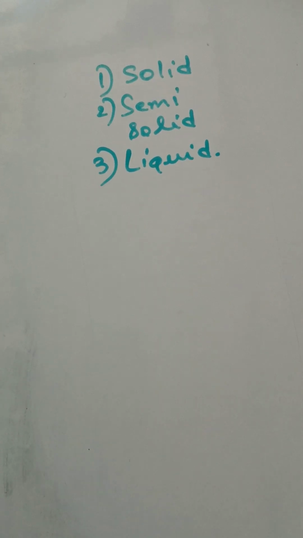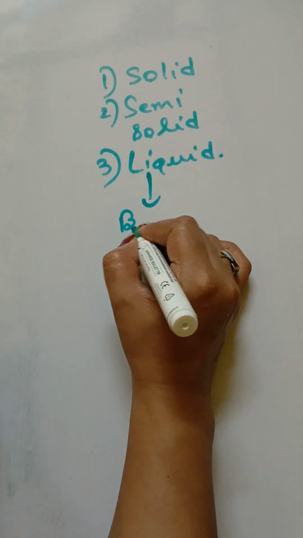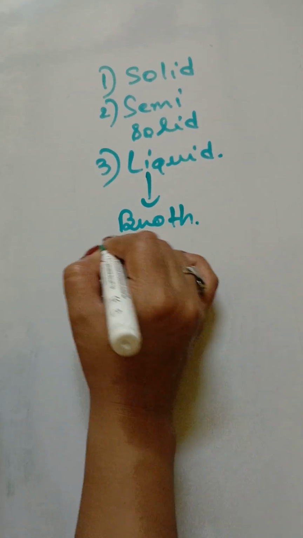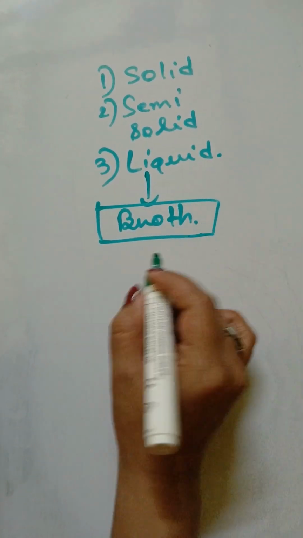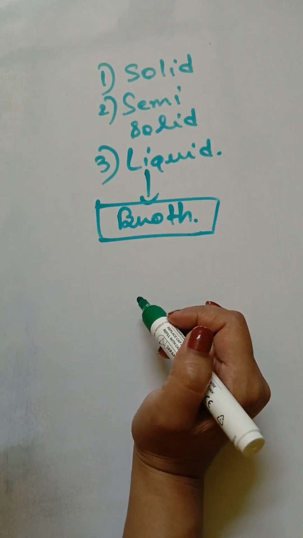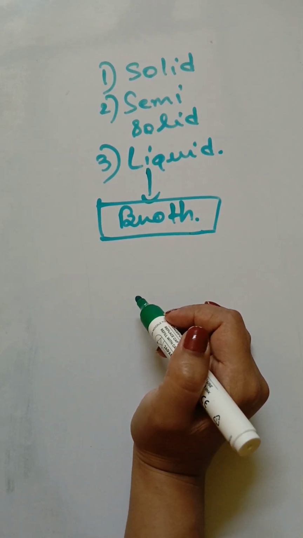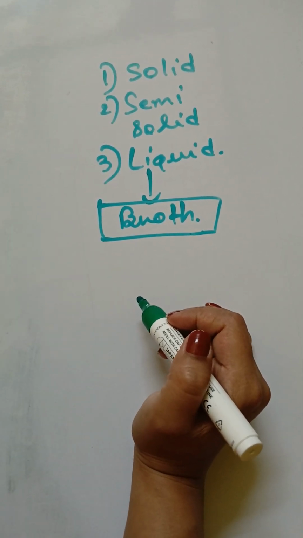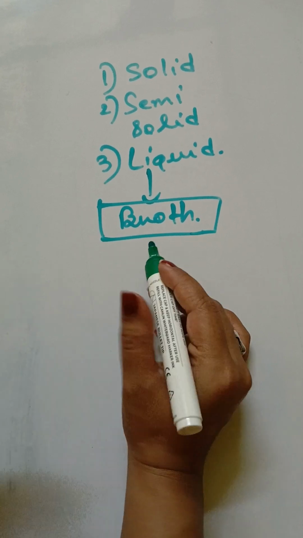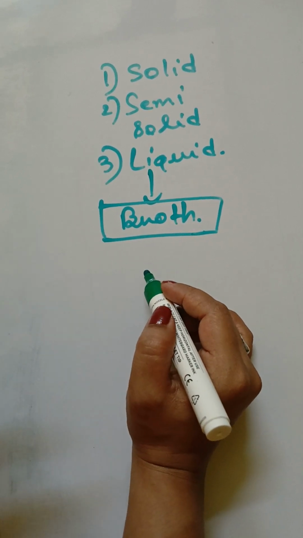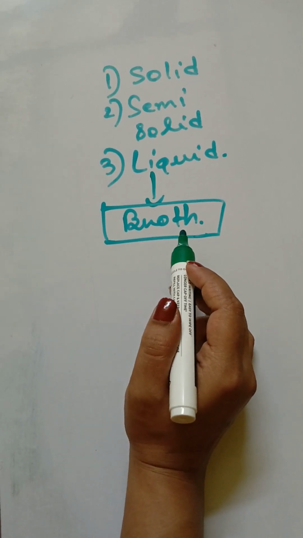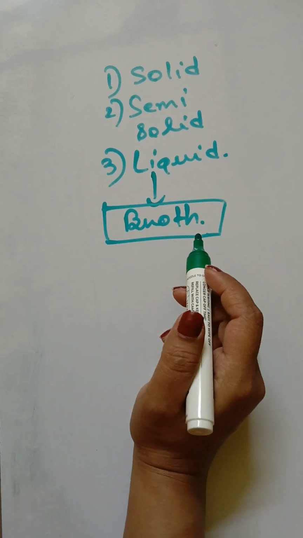In case of liquid media, it can be said as a broth. In microbiology, we should mention this term for liquid media. Liquid media means it's a broth. If nutrient media is present in a liquid form, then it is known as nutrient broth. So there is no hardening agent present in this media.